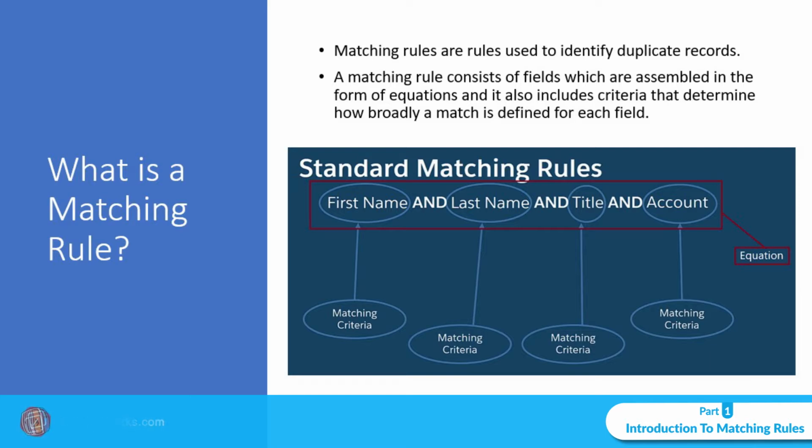Matching rules are rules that are used to identify duplicate records. A matching rule consists of fields which are assembled in the form of equations, and it also consists of criteria that determine how broadly a match is defined for each field.